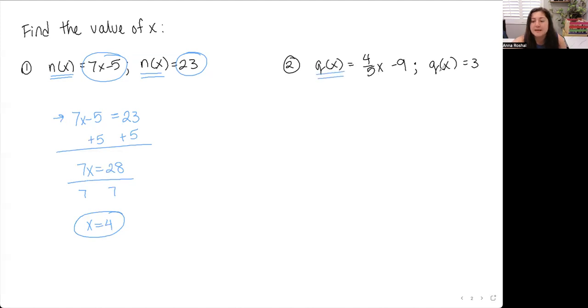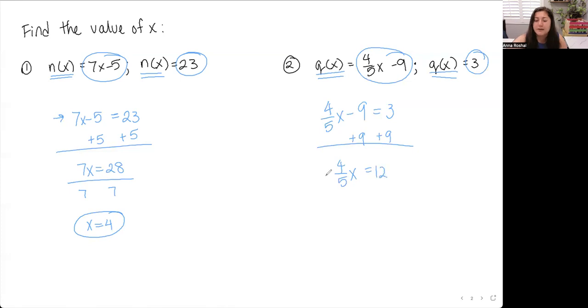In here, we have the same exact thing. We have q of x and q of x. Q of x equals this and this. So I'm just going to set them equal to each other. 4/5 x minus 9 equals 3. I'm going to add 9 to both sides. 4/5 x equals 12. Then I'm going to multiply by the reciprocal, 5 over 4. I can turn this into over 1. Simplify. 4 goes into 4 once. It goes into 12 3 times. I know that these guys cancel, so I'm at x is 15. Final answer.